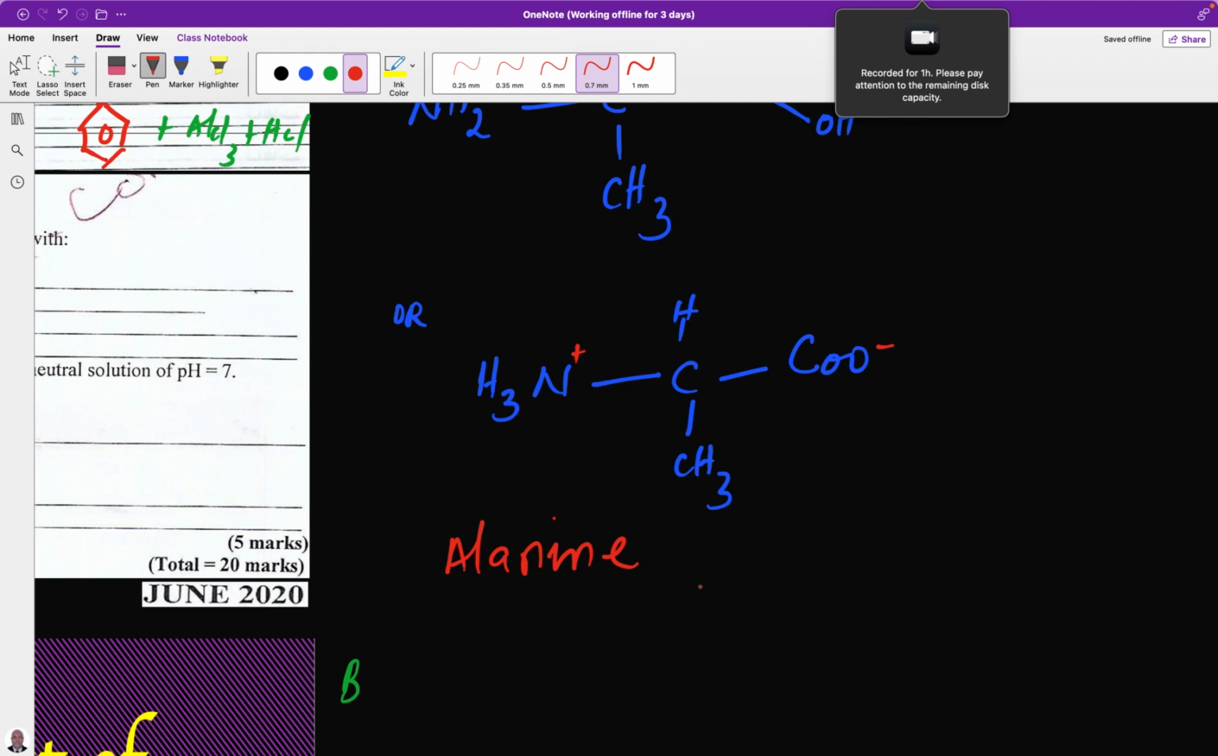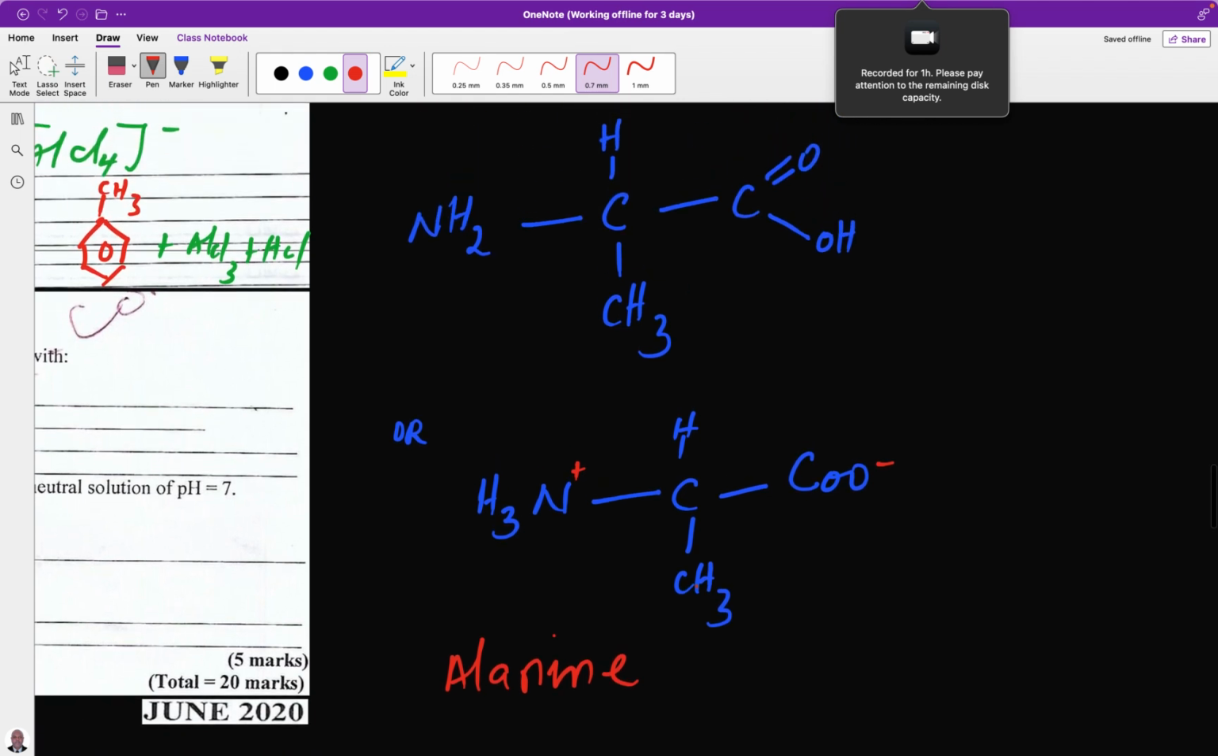Alanine. That is 2-amino acetic acid. The general name is alanine, or 2-amino acetic acid. Alanine is the general name that we usually call it. Now, so this is a structure. You can either write this. This structure is a neutral.